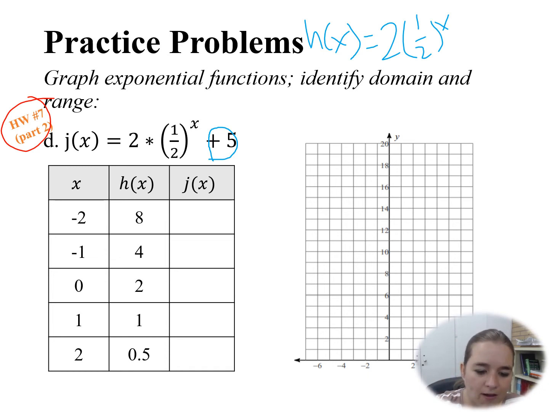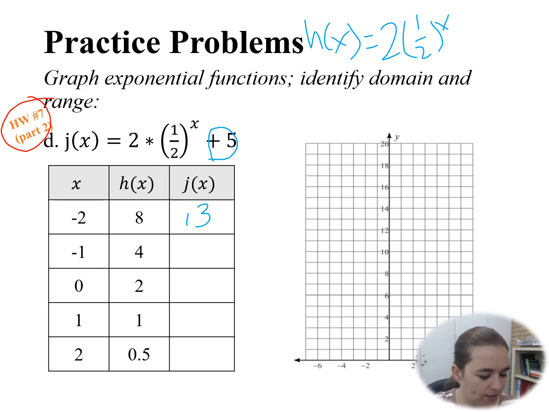Well, let's ignore this column that has h of x for a second, and we're going to try plugging in values to figure out what j of x will equal. If I plug in -2 into my function here, I can grab a calculator and do it. If I plug it in, I get 2 times 1/2 raised to the power of -2 plus 5. If I plug this in, I find out that I get 13.